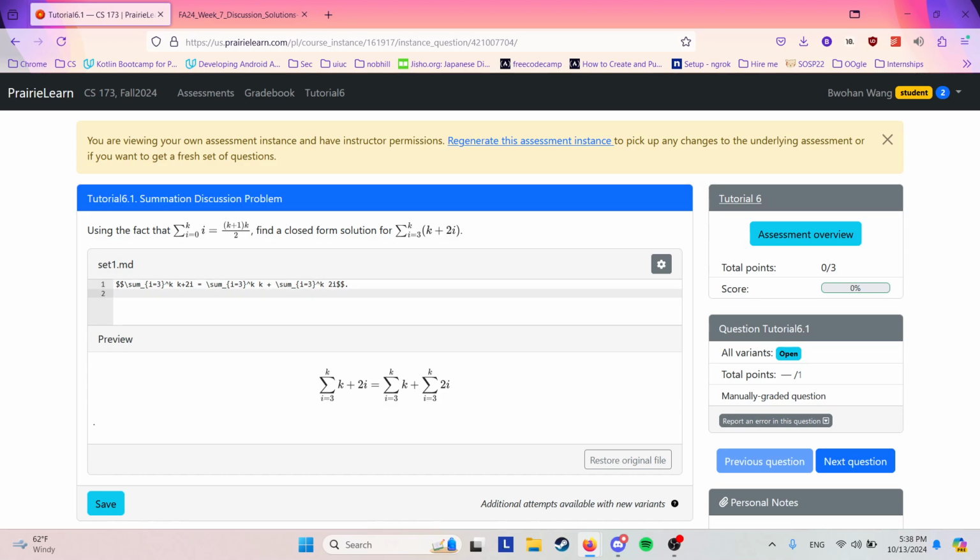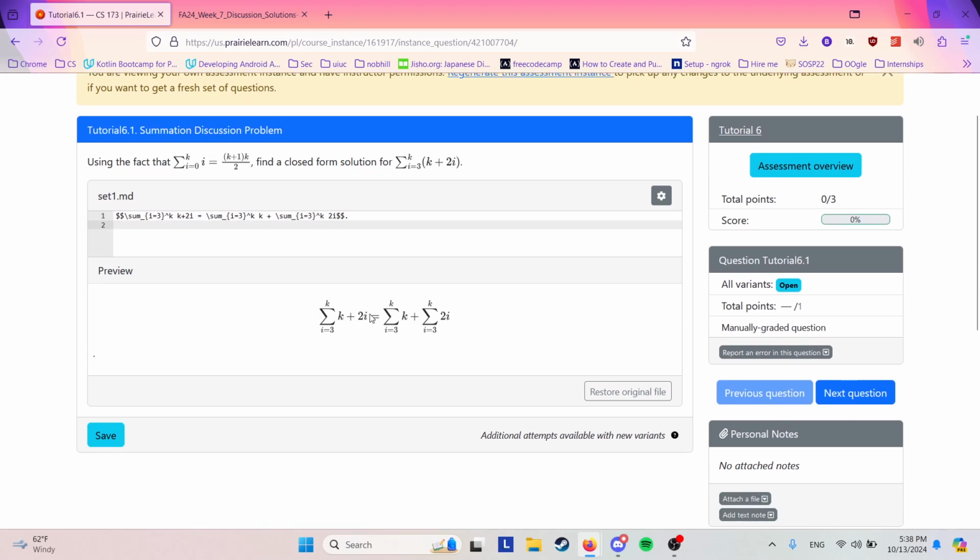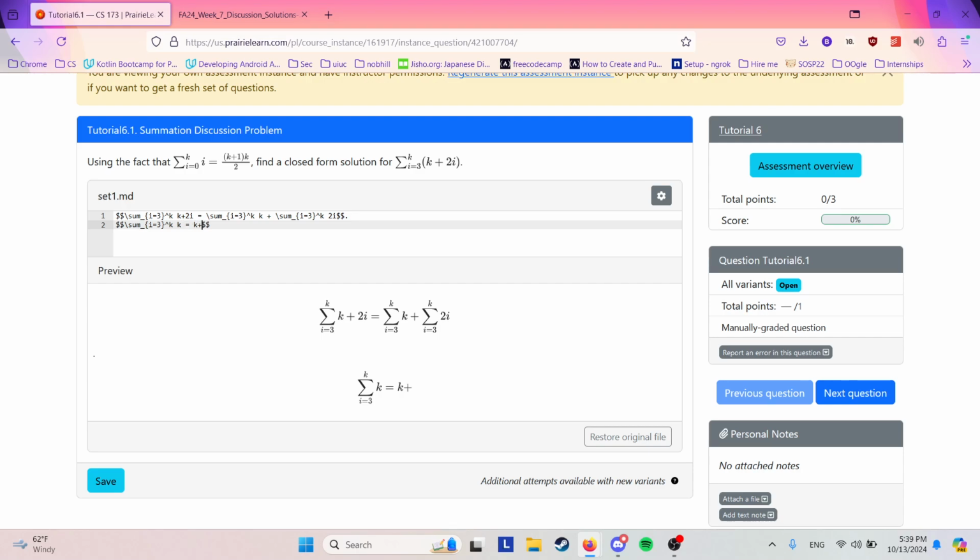Notice that our indexing variable is i, and the term on the left has no dependency on i, which means that this sum just looks like k plus k, and so on. The number of k's that we have is just the number of times we index, which in this case is k minus 3 plus 1, which is k minus 2. This whole thing can just be expressed as k times k minus 2.